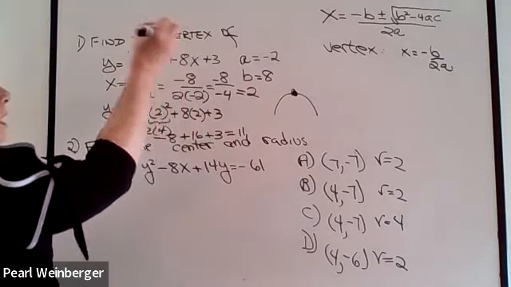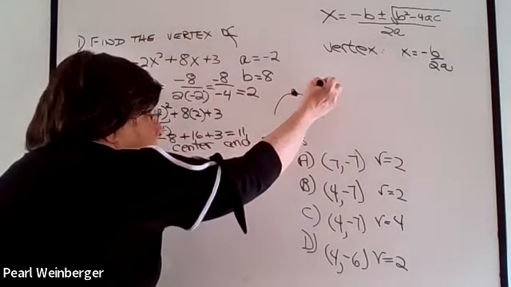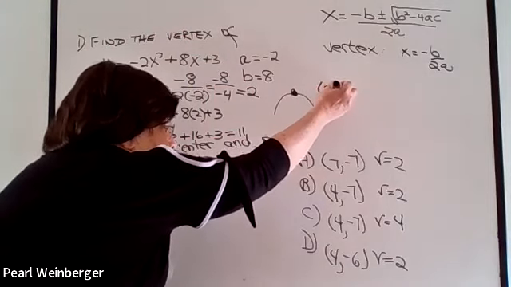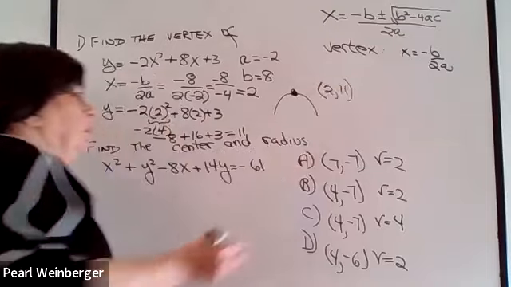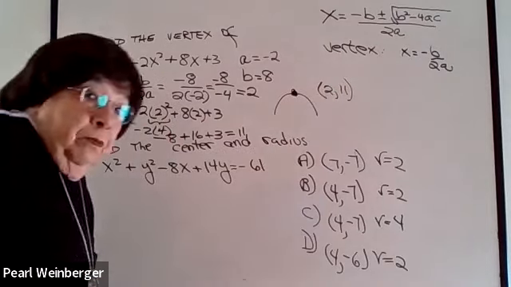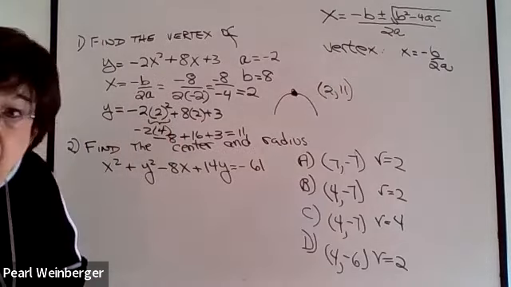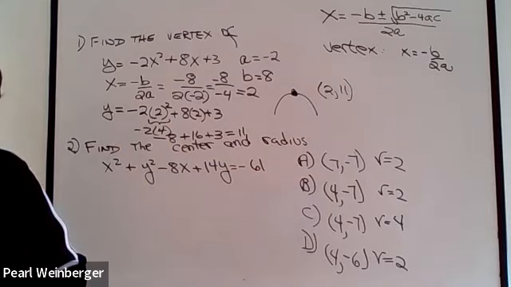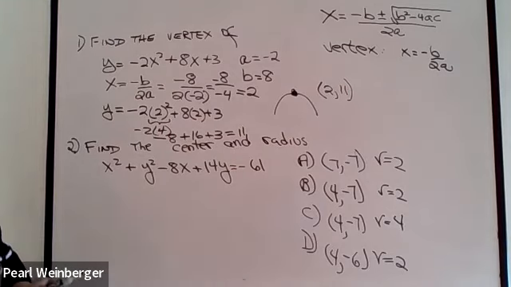So the vertex of the parabola that I gave you is 2, 11. You have to put in both numbers because a vertex has to have an x and a y. It's a point. It needs 2 what we call coordinates.